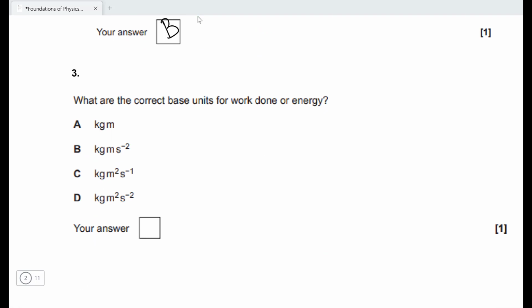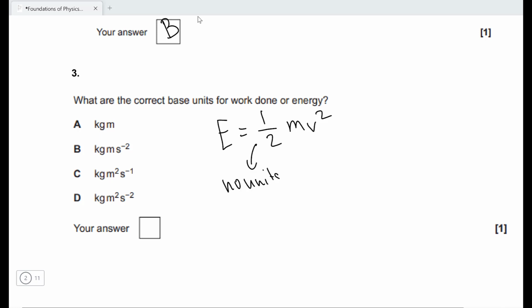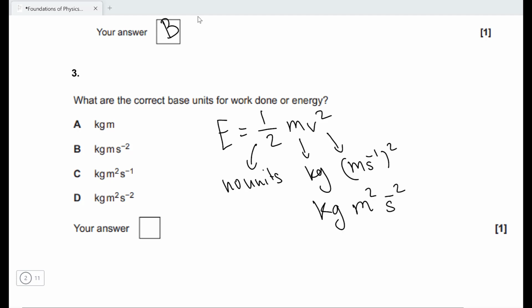Question 3, which are the correct base units for work done or energy? Multiple different ways of solving this problem. Pick your favorite formula for energy or for work done. So I'm going to use E is equal to a half mv squared, the formula for kinetic energy. The half has no units. Mass is given in kilograms. Speed is given in ms to the power of -1, then I'm going to square that. So what I'm left with is kg meter squared s to the power of -2, which means that the correct answer is D.